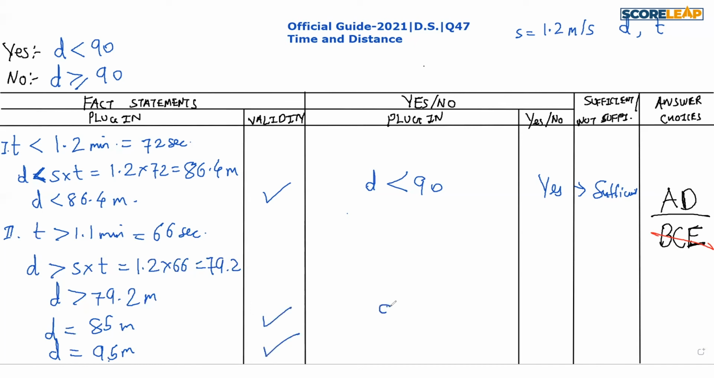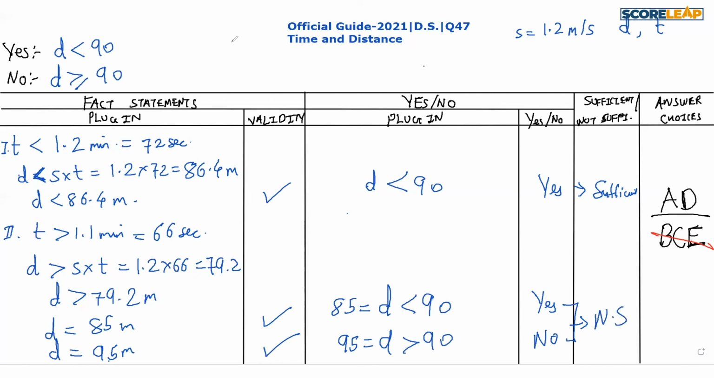For the first case, is distance less than 90? Yes. How much is it? 85 is less than 90. So I get a yes over here. But for the second case, 95 is equal to d. It is greater than 90. So I got a no over here. When I get one yes and one no, that statement is not sufficient. And whenever statement 1 alone is sufficient and statement 2 alone is not sufficient, we simply cross out D. And our correct answer is option A. I hope it is clear.